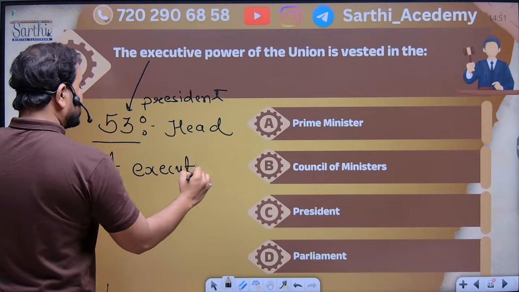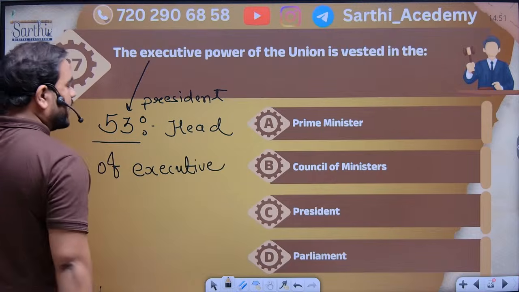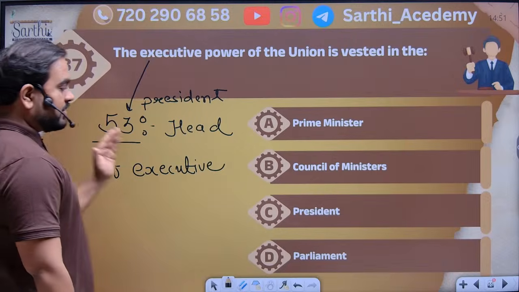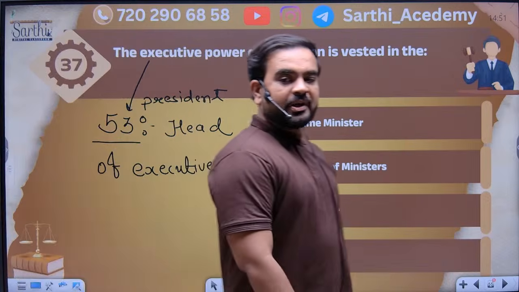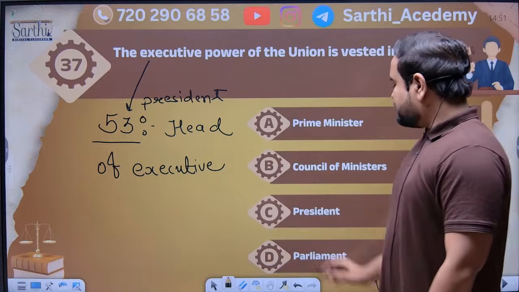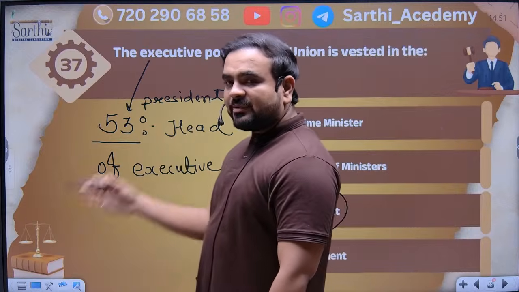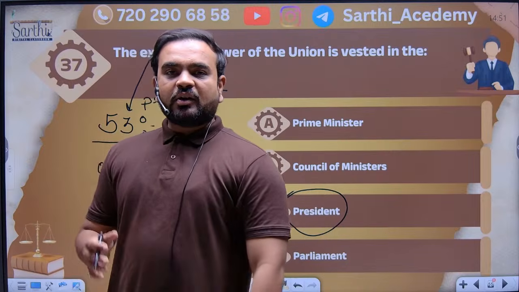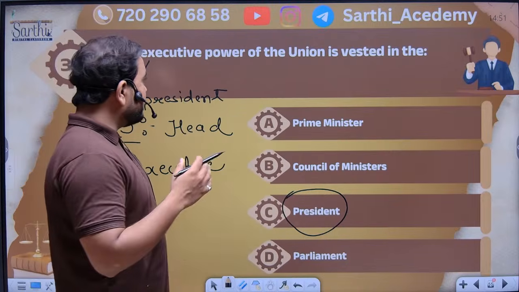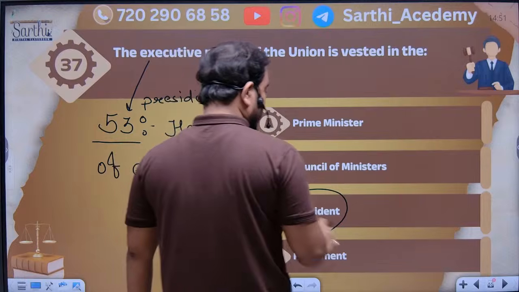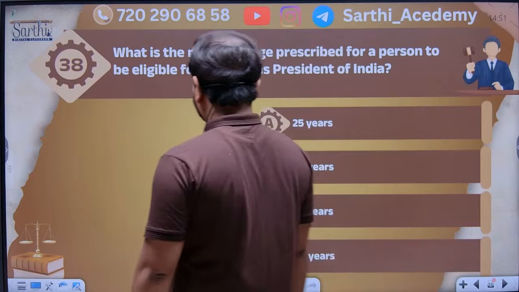Who is the head of executive? Head of executive is the president of India. So the answer is directly president. Why? Article 53 itself says that all the executive power is vested in the hand of the president of India.